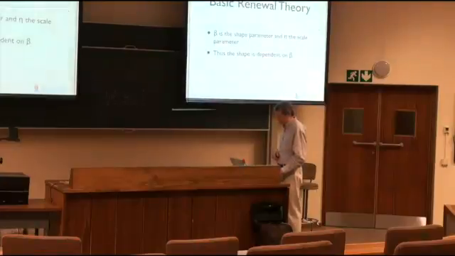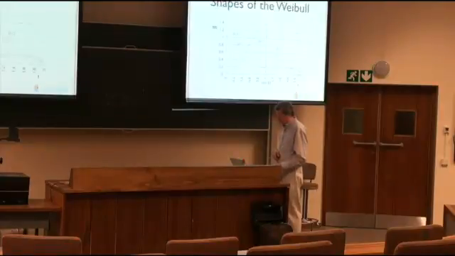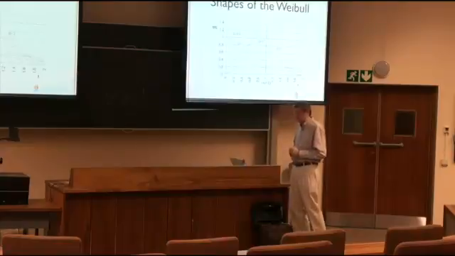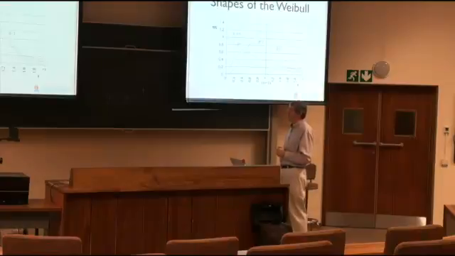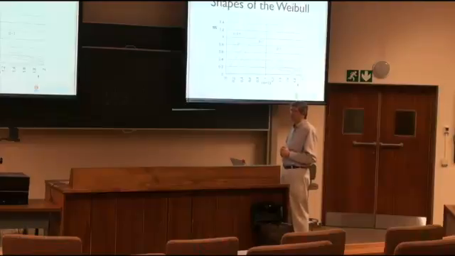So beta is the shape parameter and eta is the scale parameter. Thus, the shape is dependent on beta, and there are various shapes for various values of beta of the density function. So that's the density function. You will see that beta equals 1, if you know statistical distributions, simulates the exponential distribution, which is a distribution widely used in reliability.